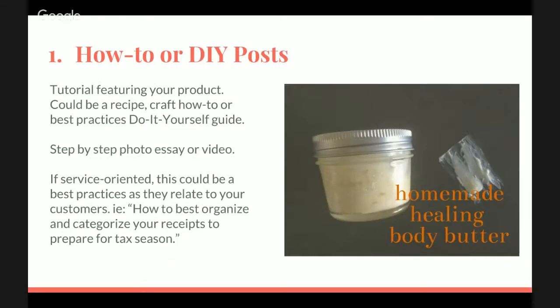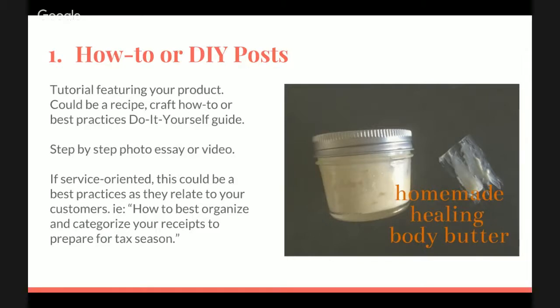So with that being said, let's dive into the first type of content that you can create for your blog and your email. So the first type is called a how-to or a DIY post, also known as a do-it-yourself guide. This is such a common format on the internet right now for all types of businesses. And in short, it's simply a tutorial featuring your product. This could be a recipe, a how-to guide, a best practices guide, and you can create this DIY email or post on your website as either a step-by-step photo essay or a video if you have those types of resources.